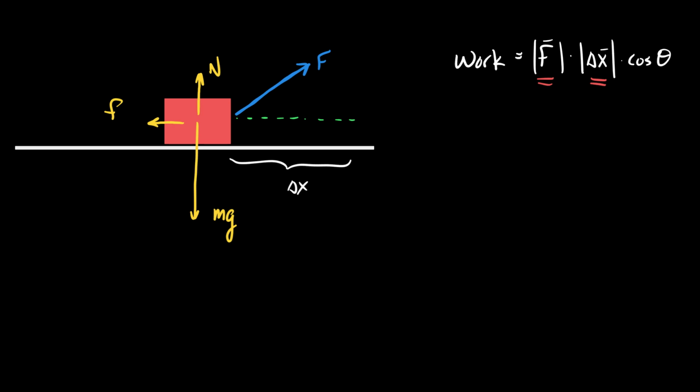So does the weight do any work? Not if the box is sliding sideways. What is the angle between the displacement and the weight? What is that angle? 90, so cosine of 90 will be 0 again. Is the applied force doing any work? Yeah, there's a component of that force in the direction of motion. Is the friction doing any work? This one's more complicated. What is this angle? What's the cosine of 180?